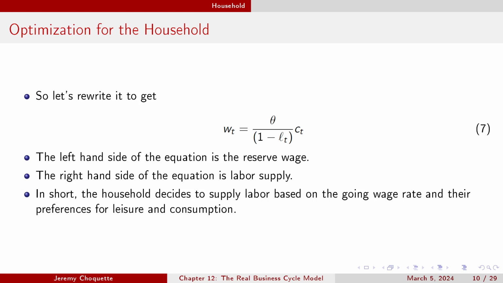So if I want to consume more stuff, what is this going to do to the wage rate? It's going to increase it. You kind of see the way that this whole thing is working now. If you want to consume more stuff, you're going to need a higher wage rate to induce you to work. So the idea here is that the household is deciding to supply labor based on the going wage rate and their preferences for leisure, 1 minus labor, and consumption.